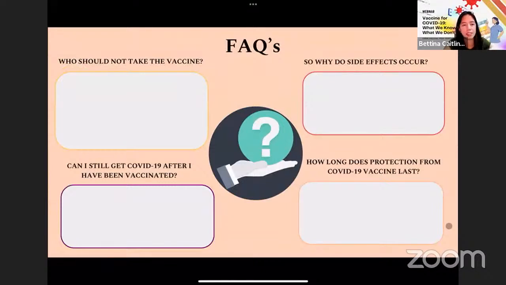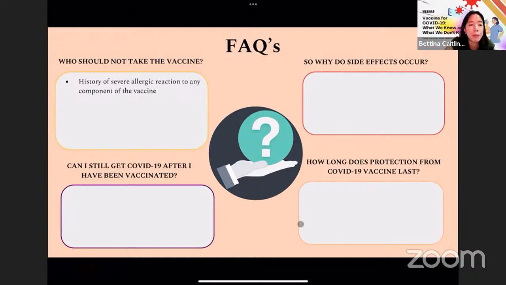After this, let us continue to the most frequently asked questions about vaccines. Question number one: who should not take the vaccine? People with a history of severe allergic reaction to any components of any vaccines should not take this or any other mRNA vaccines.